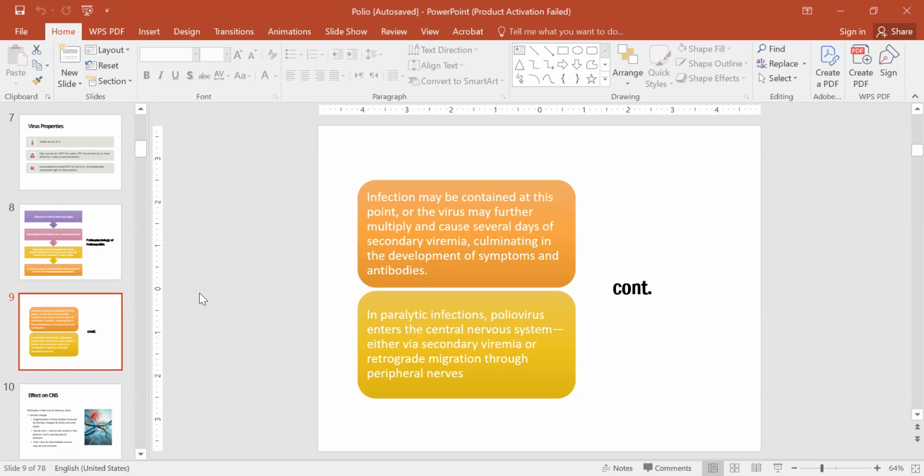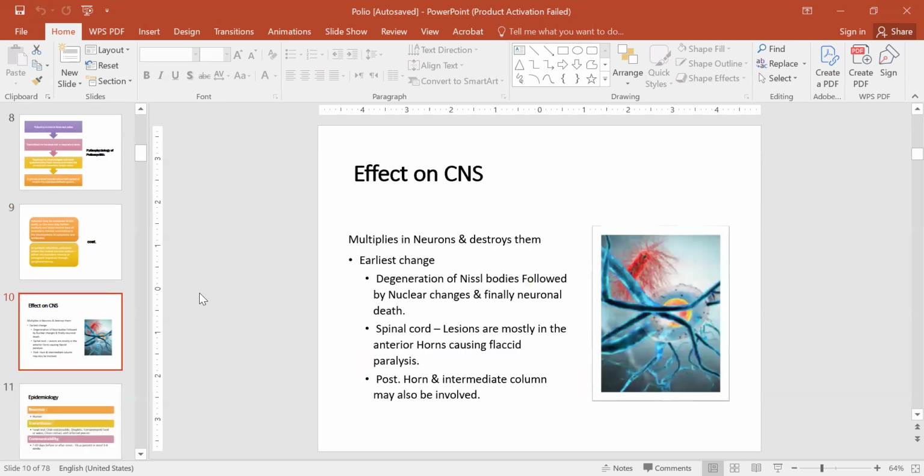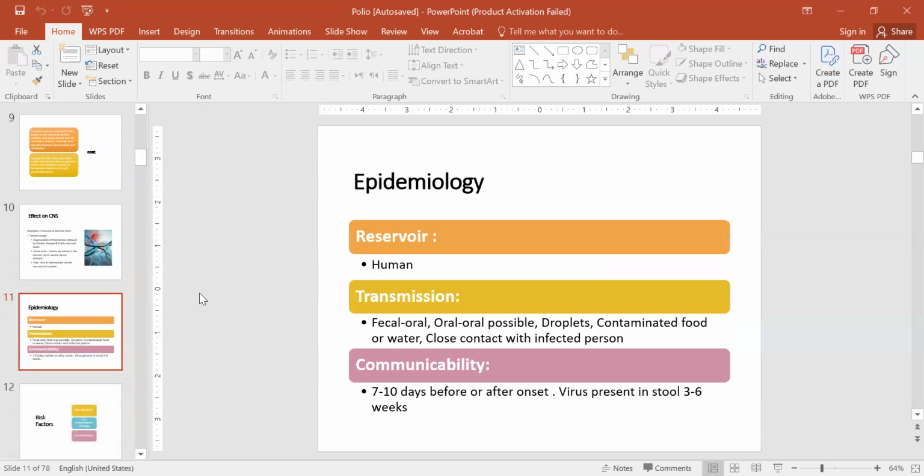In paralytic infections, poliovirus enters the central nervous system either via secondary viremia or retrograde migration through peripheral nerves. So it affects the central nervous system. Earliest changes are that there is degeneration of the nucleus body that's followed by nuclear changes, and then finally the neuronal death occurs. At the level of spinal cord, lesions are mostly in the anterior horns, causing flaccid paralysis, and in posterior horn and intermediate column, they may also be involved.